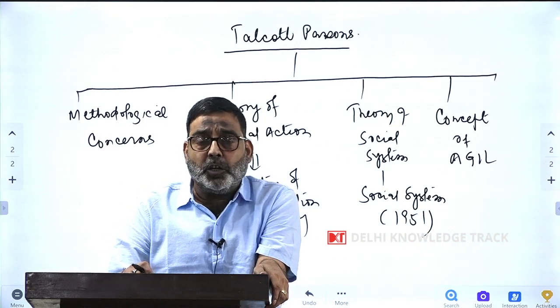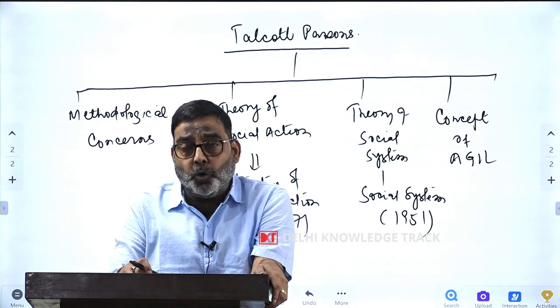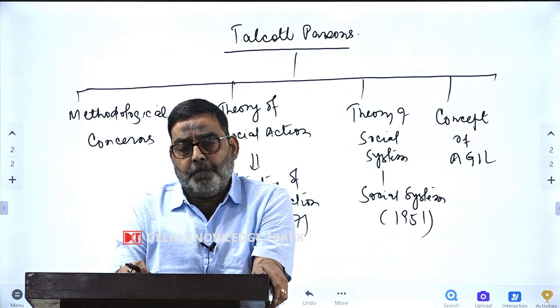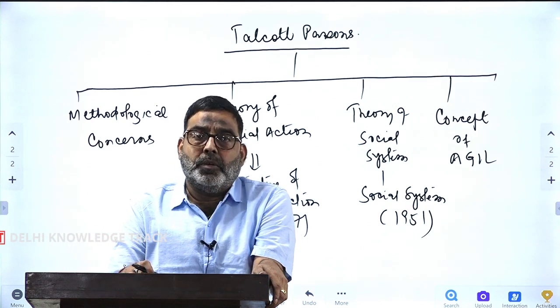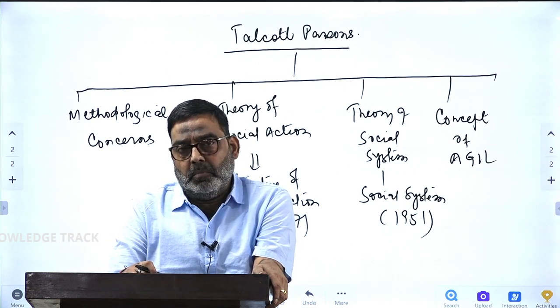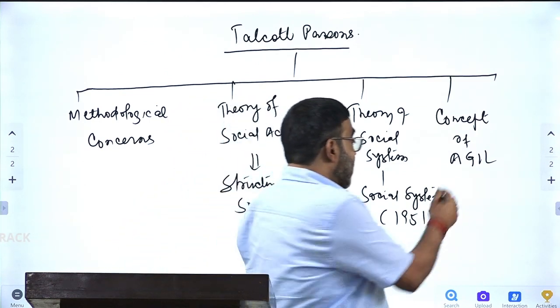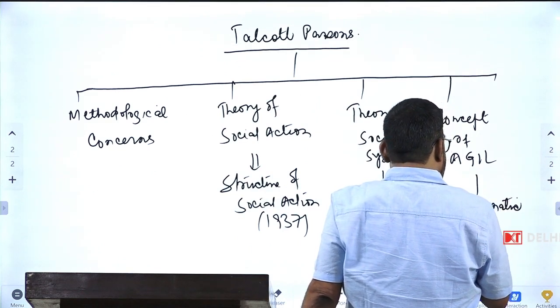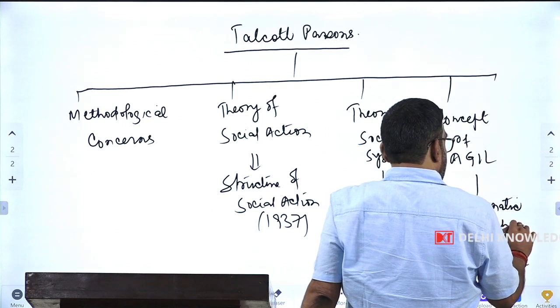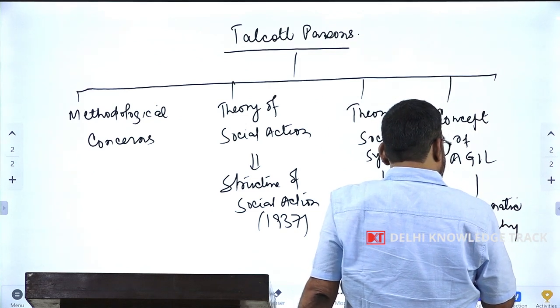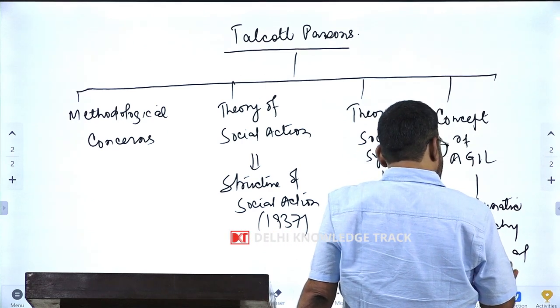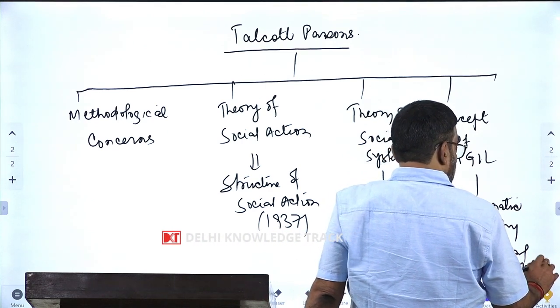So they are not only asking questions on AGIL, they are asking questions on functional prerequisites and the universal typology of action. They are also asking questions in terms of change, equilibrium, and also from here, the cybernetic hierarchy of control and steering media. This question can come to you.